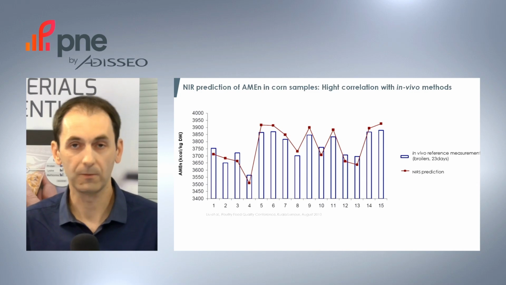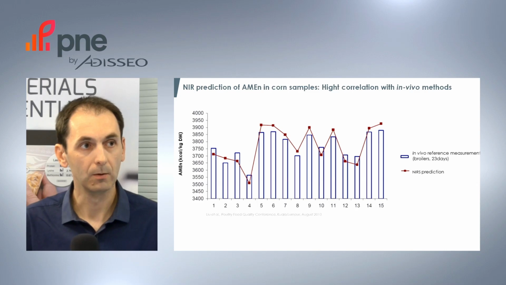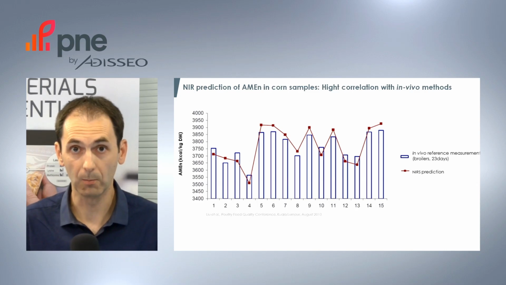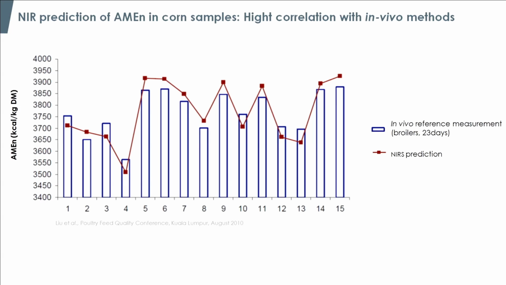And in most cases, the precision that is given by the PNE prediction is comparable with the precision given by the reference method. So to illustrate this, we can come back to the example of corn samples. So in this graph, we can see the prediction value given by PNE for the metabolizable energy of 15 corn samples, and these values are highly correlated with the values given by the reference method.